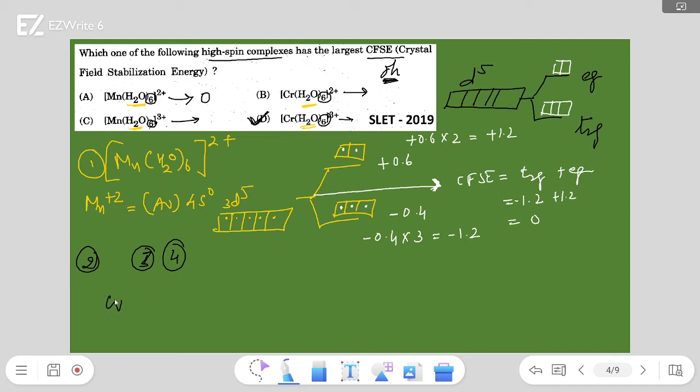Cr(H2O)6 3+. So my dear friends, it will be Cr 3+. Fundamentally, argon 3d5 4s1 is the structure, but 3 are removed, so it becomes 3d3. On the basis of 3d3, you are supposed to calculate the CFSE value and come up with the answer. I'll be waiting for your comment on this particular question. SLET 2019. I have given you one method to calculate the CFSE value where the answer is coming 0.